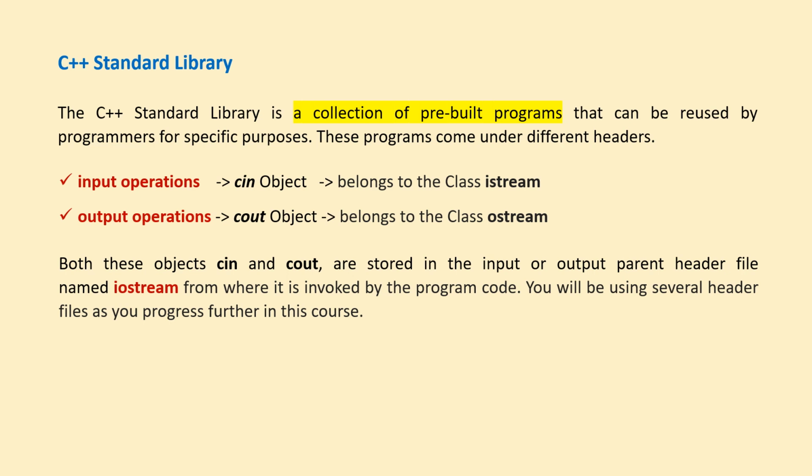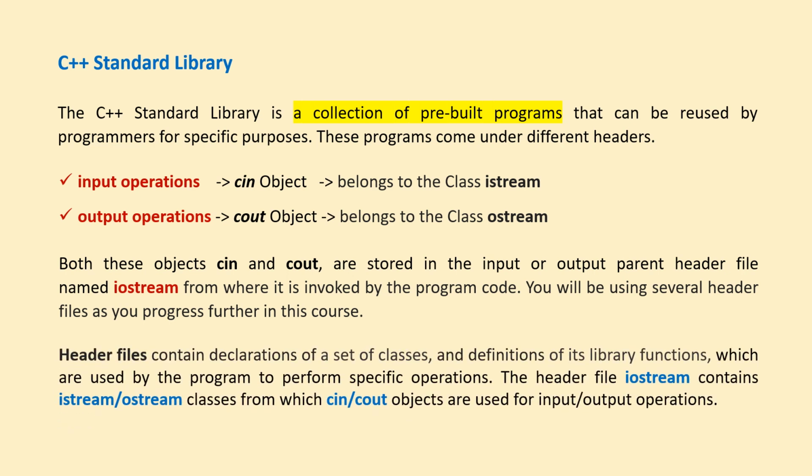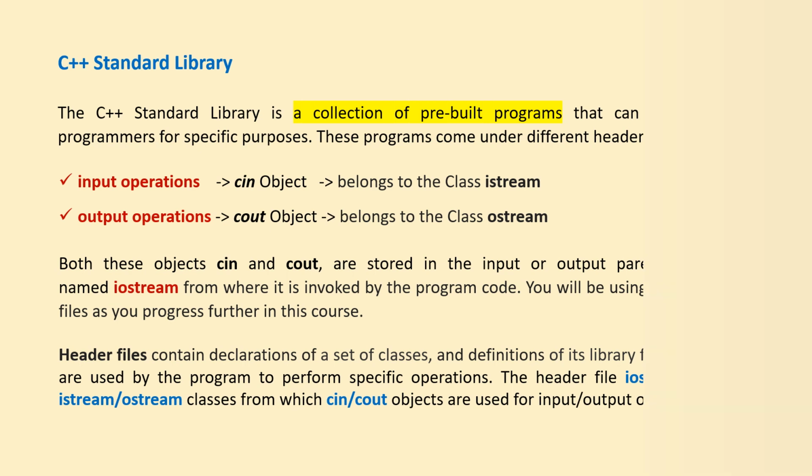You will be using several header files as you progress further in this course. Header files contain declarations of a set of classes and definitions of its library functions, which are used by the program to perform specific operations. As already seen by us, the header file iostream contains istream and ostream classes, from which the cin and cout objects are used for input or output operations.